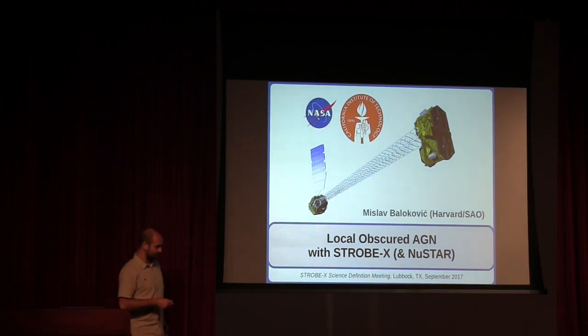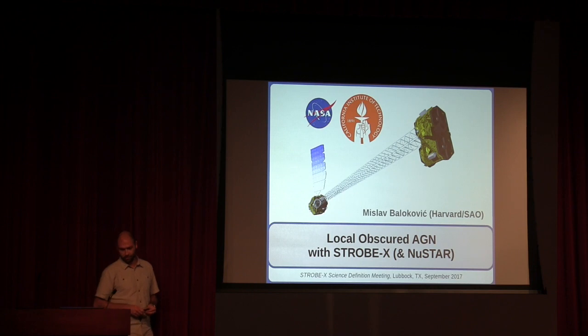I'm going to talk about what STROBE-X can do for local obscured AGN, and I'm going to use NuSTAR as a lower sensitivity analogy for that. That's something I've been working on in my PhD thesis.